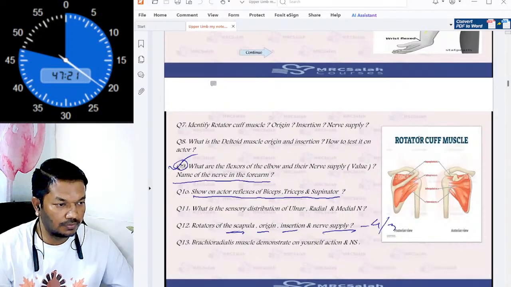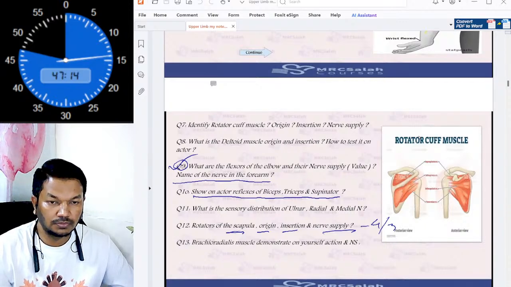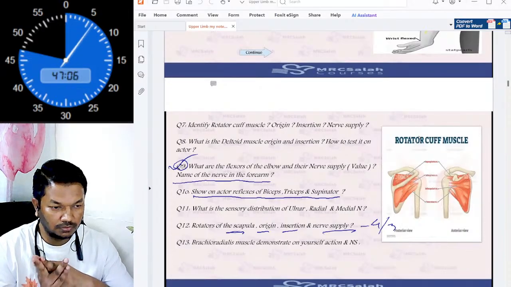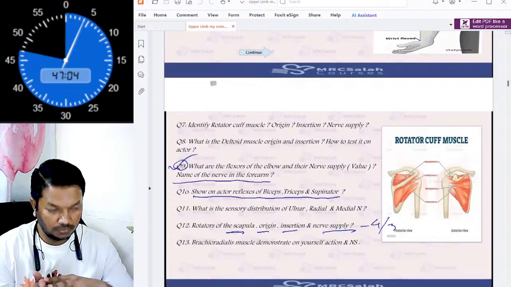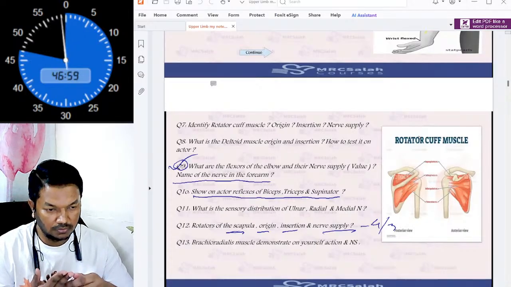So the ulnar nerve supplies the medial one-third of the dorsal and palmar aspect of the hand. The median nerve supplies the lateral two-thirds of the palmar surface of the hand, the lateral 3.5 fingers of the palmar surface of the fingers, and the dorsum of the tip of the thumb, index, and middle finger.